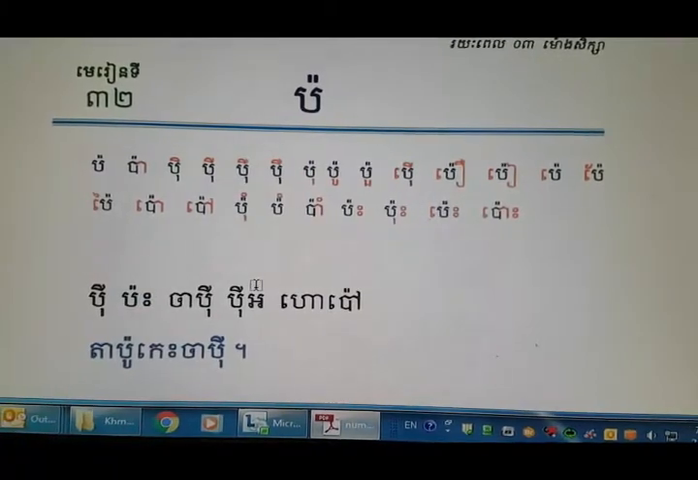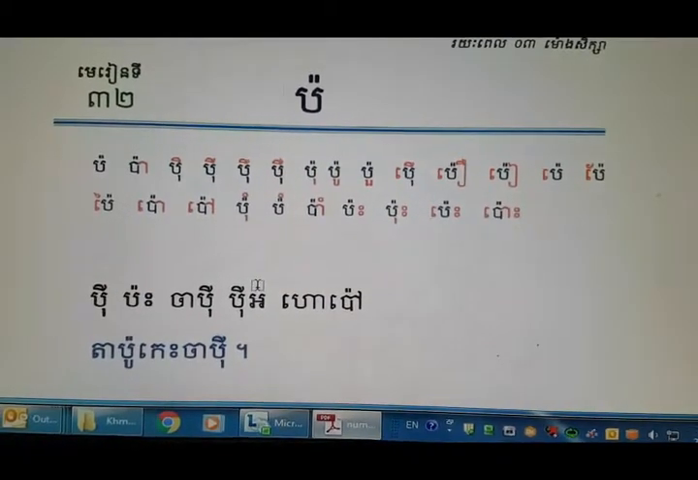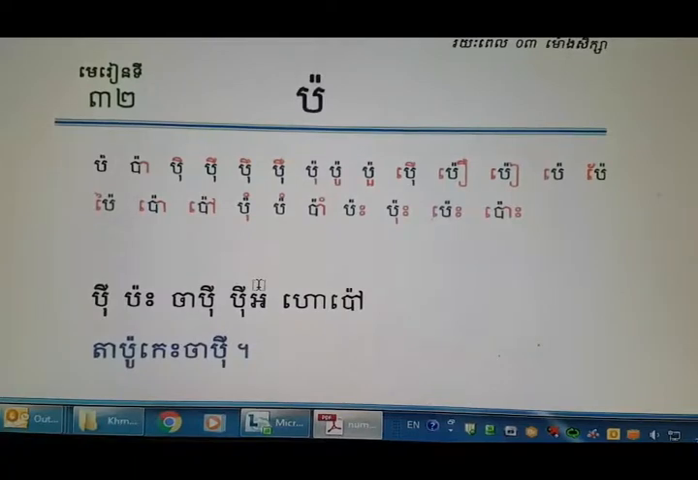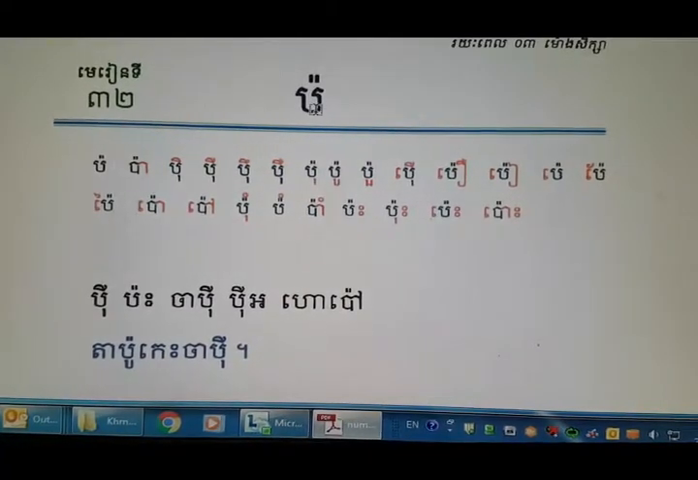Hi guys, this is lesson 14. We're gonna continue again reading the Khmer alphabet, and this is bo.